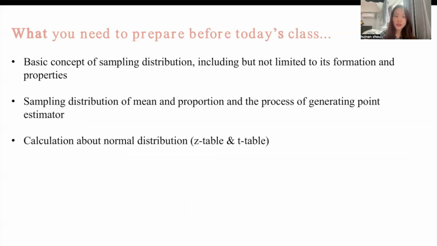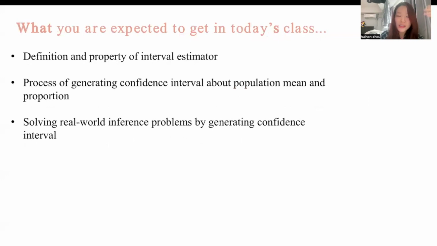First, I want to let you know what knowledge you need to prepare for today's class. So you first need to know the basic concept of sampling distribution, including but not limited to its formation process and its properties. The second is the sampling distribution of the mean and proportion and the process of generating point estimators. I believe that all of you know the generating process and the formula here. And the third one is the calculation about normal distributions. So if you know all of this knowledge, let's see what you are expected to get in today's class.